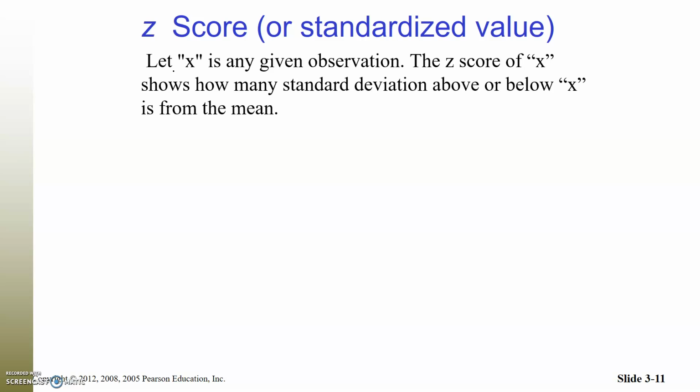How do we define the z-score? Let x be any observation. The z-score for x shows how many standard deviations above or below the mean an observation is. We have any observation, any value x. The z-score of x tells you if an observation is above the mean or below the mean.